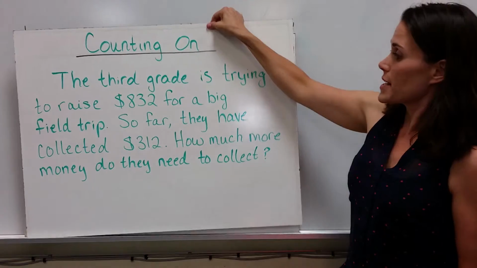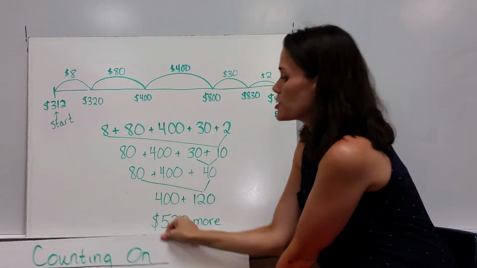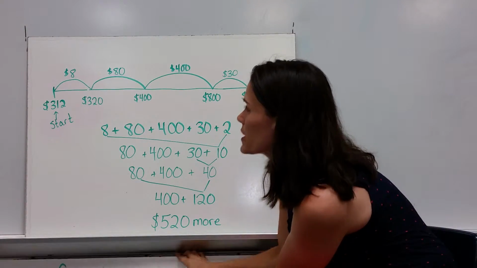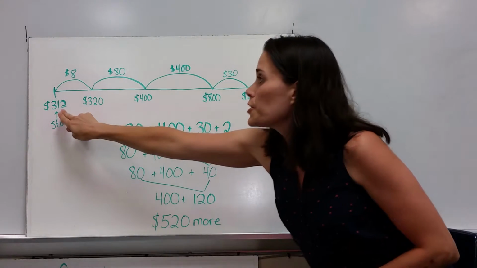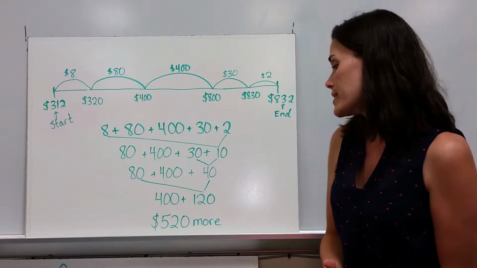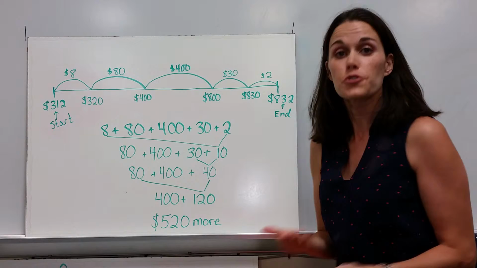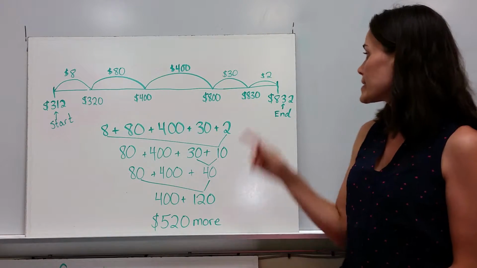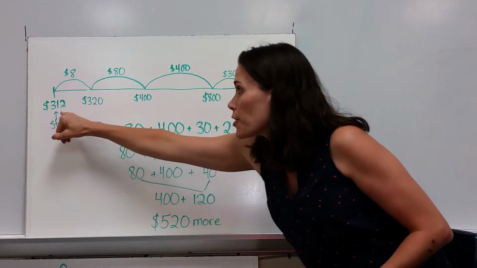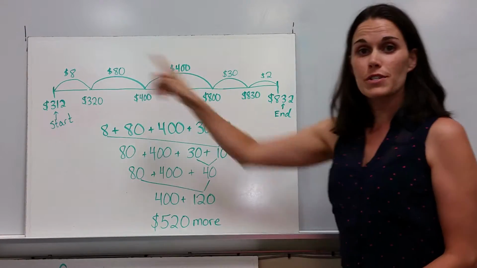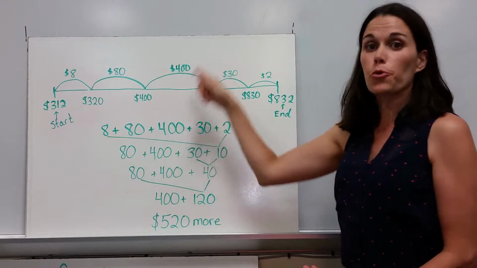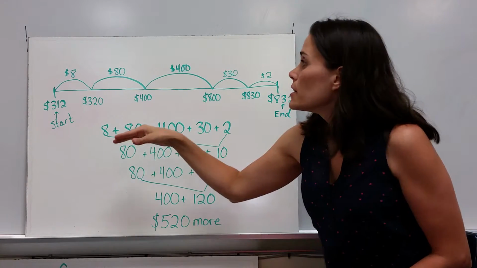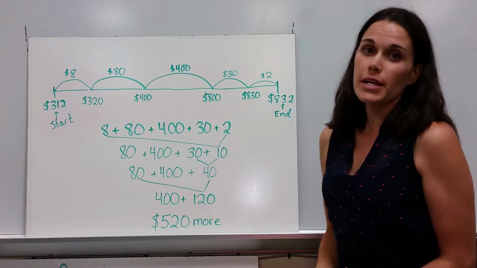We're still going to use a number line for this strategy, but instead of starting and then taking off numbers, we know where we're starting. They said that we had $312 so far, so we know the start point. We also know that they're trying to get to 832. So we know the start, we know the end, we just have to figure out how much more we need. You can add on any way you want to, just like the number lines.